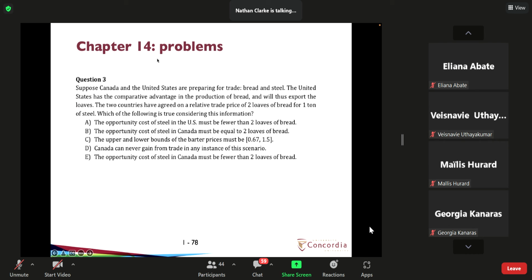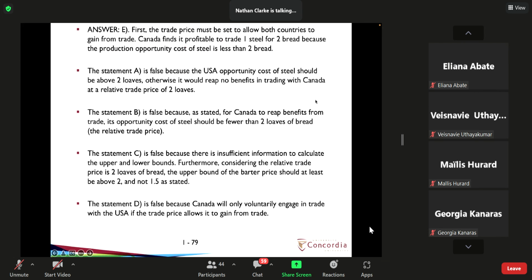Okay, so E says the opportunity cost of steel must be fewer than 2 loaves of bread. The reason this is true is that in the problem, they say that the two countries have agreed on a relative trade price of 2 loaves of bread for 1 ton of steel. And they also say that the United States has the advantage in bread, therefore Canada has the advantage in steel. For Canada to agree to trade a ton of steel for 2 loaves of bread, they would only agree to that deal if it was beneficial for them. And the only way it would be beneficial for them is if the opportunity cost of steel is fewer than 2 loaves of bread.